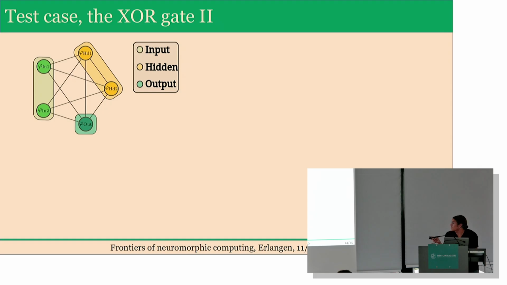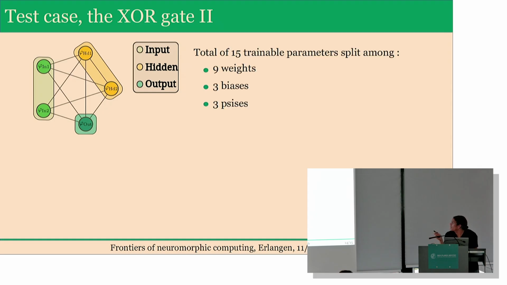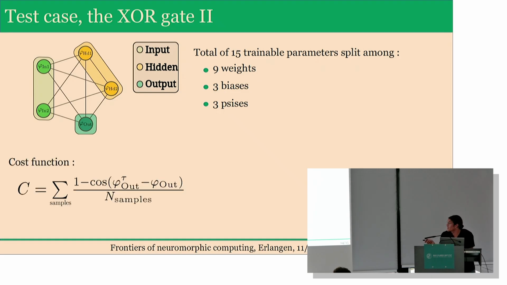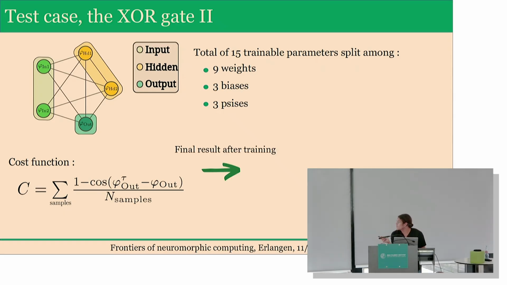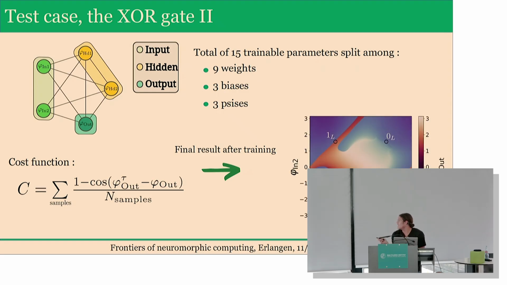So we designed the network. It's a theoretical study, so we took 5 nodes. We initialized the parameters, and eventually we defined a cost function which had to be 2 pi periodic to respect the 2 pi periodicity of phases. Then we used our digital training protocol, and we finally land on something like this, in which you can see the continuous response of the output node with respect to input 1 and input 2.